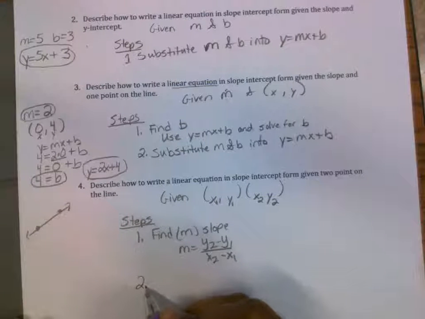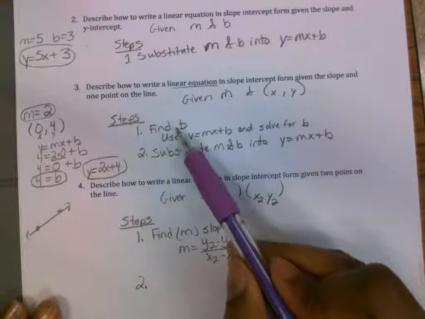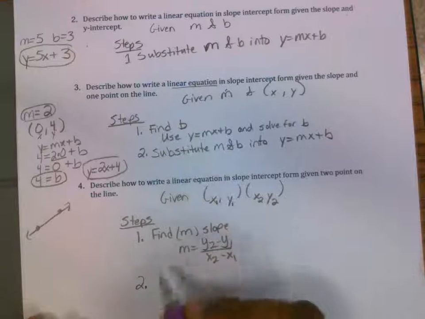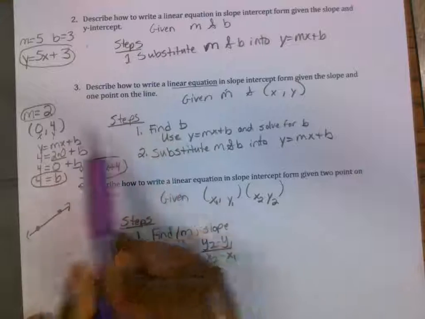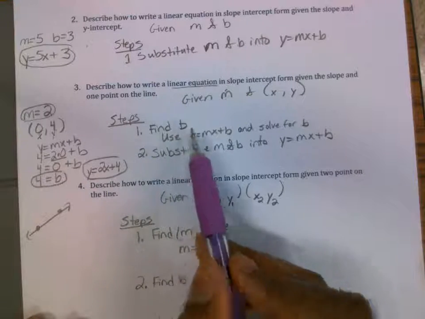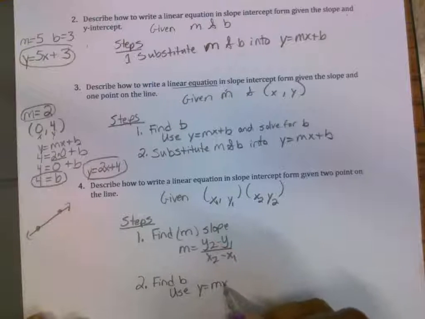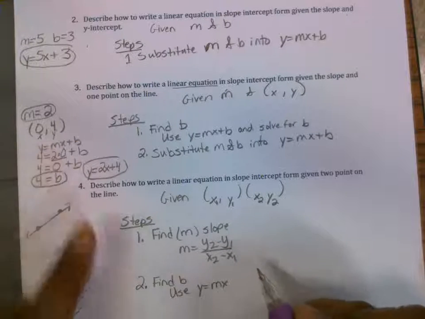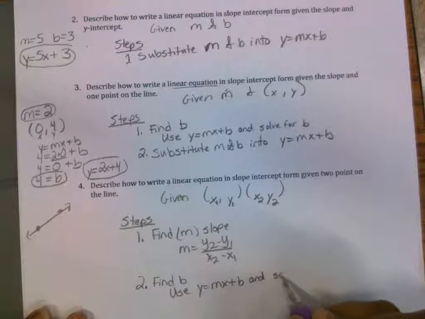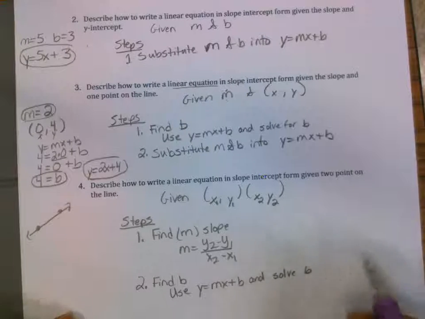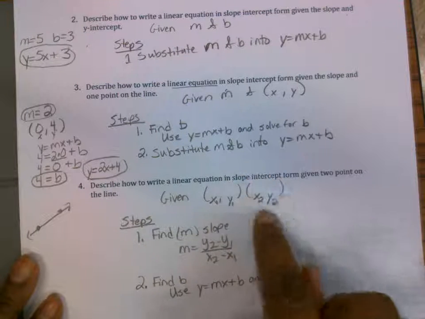Your second step. Okay? Again, go back up here. You're going to find b. So let's find b. How do we find b again? We did it right over here. You're going to use y equals mx plus b, just like I showed you up here, and you're going to solve for b. Here, since you have 2 points, you only need one. So just choose either this one or this one. Okay?